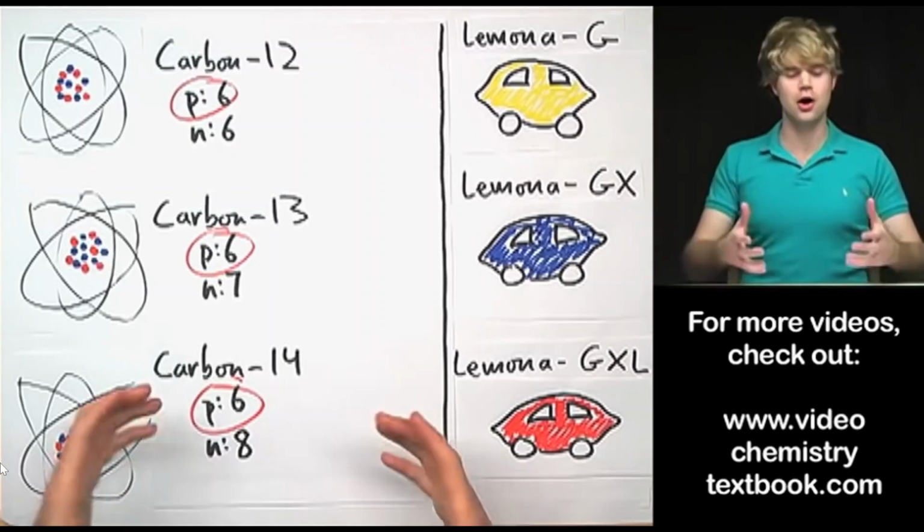They're different versions of carbon, or different models of carbon, with the same number of protons and a different number of neutrons. So look at how I wrote this. I've got carbon-12, carbon-13, carbon-14 up here. I want to take a minute and talk about the numbers.